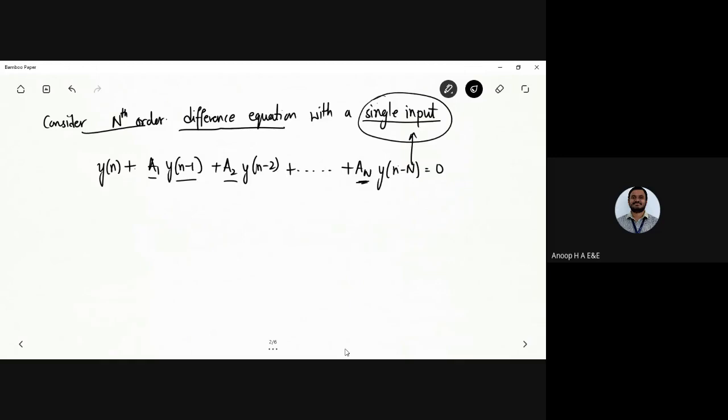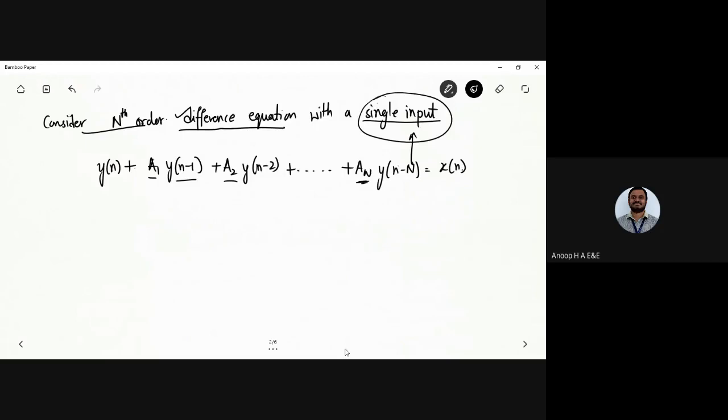So we are considering the discrete time domain, and then we are writing the difference equation for the discrete time domain. y of n is the output, and I should have written x of n here. So let me change it right now. Just before writing the characteristic equation, I can write x of n as the single input.